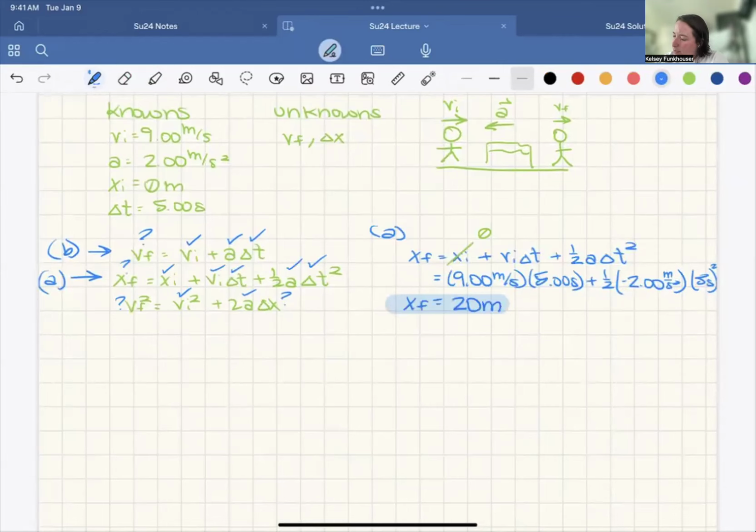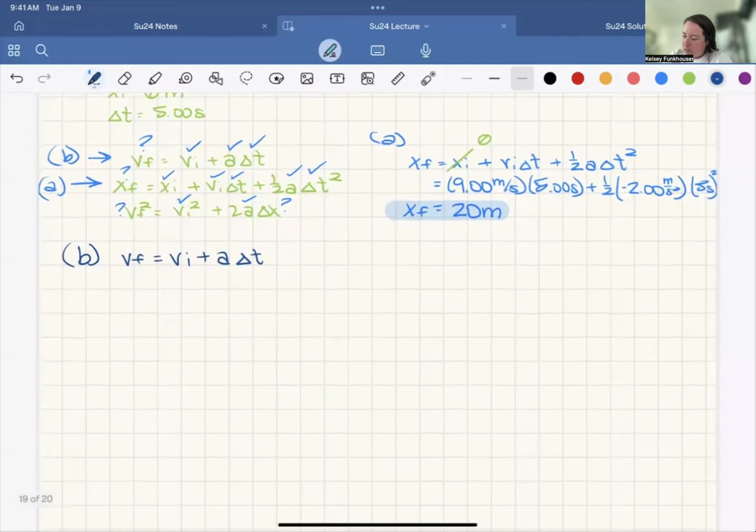And then we want to look at the final velocity. So we'll use that equation that we have up above. V final equals V initial plus the acceleration times the time interval. And we can just plug this stuff in. So V initial is 9.00 meters per second plus, so negative acceleration, negative 2.00 meters per second squared times 5.00 seconds.